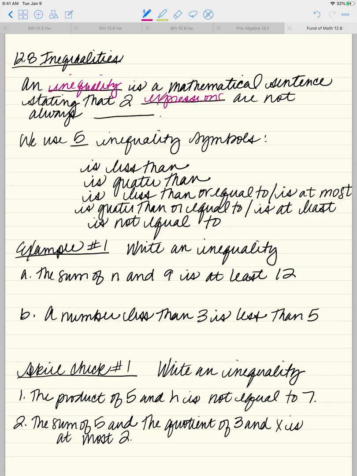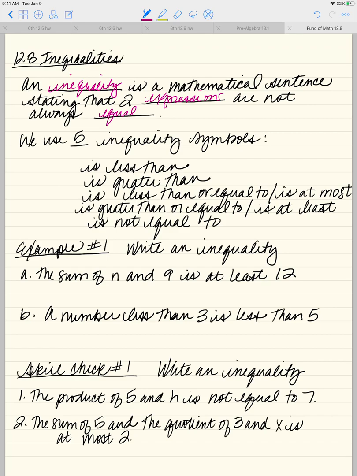They're not always equal. So, what we've been working with so far are equations, which means one side of an equal sign is equal to the other side of the equal sign. So whatever's happening on one side is equal to what's happening on the other side. Inequalities are not that way, okay? And we have 5 different inequality symbols that we use.